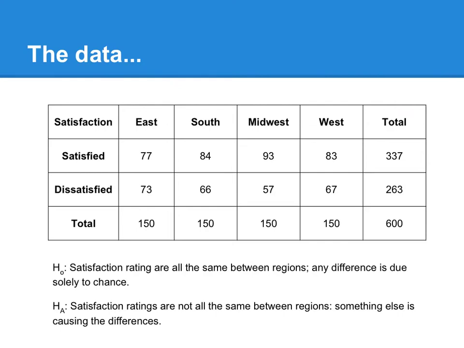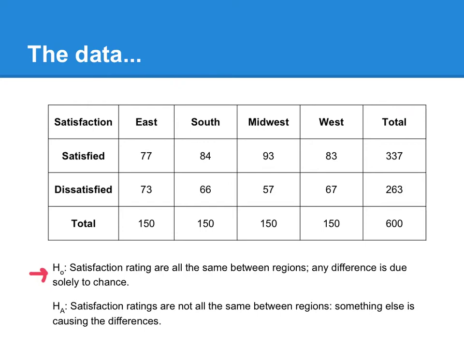This is what we see. First of all, our null hypothesis predicts that the satisfaction ratings are all the same between all of the regions. Any differences are due solely to chance. Our alternative hypothesis on the flip side would be satisfaction ratings are not all the same between regions, and something else is causing these differences.